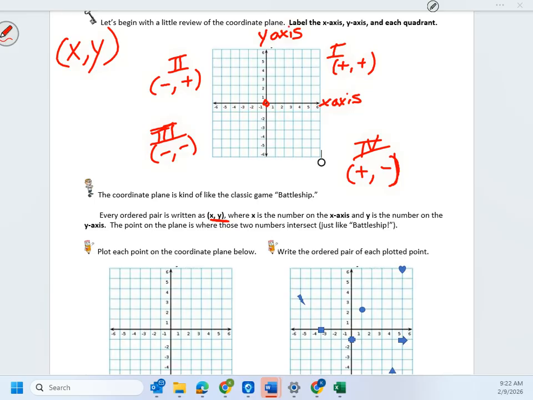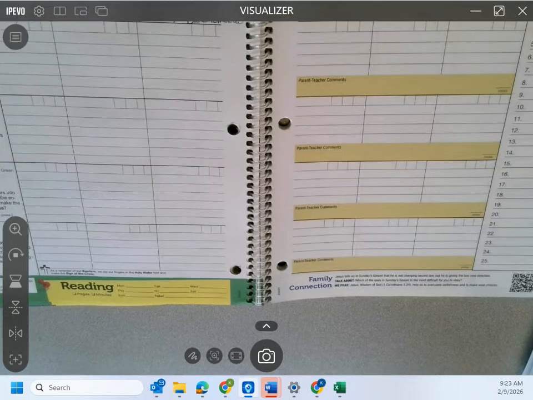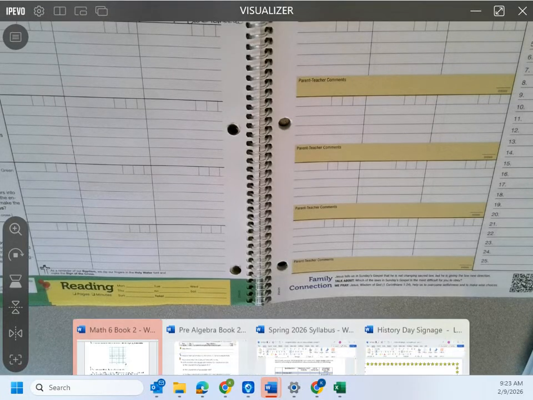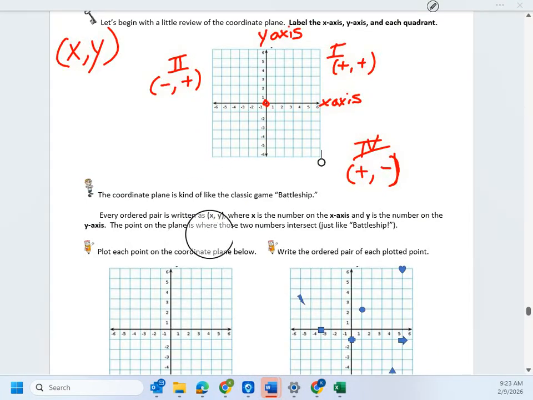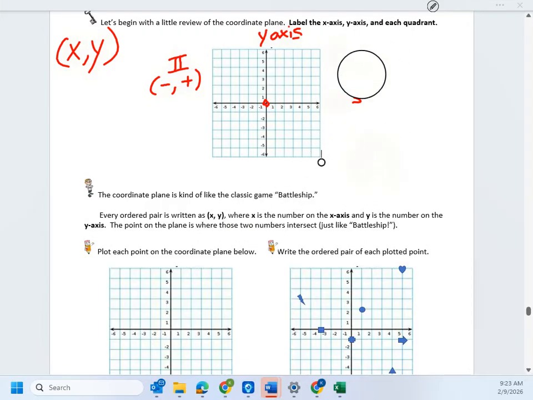We're going to practice doing some of these. Does anybody have any questions? Let me erase this so I can, oops. Let me erase so I can scroll up.